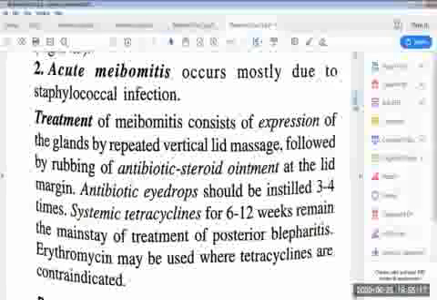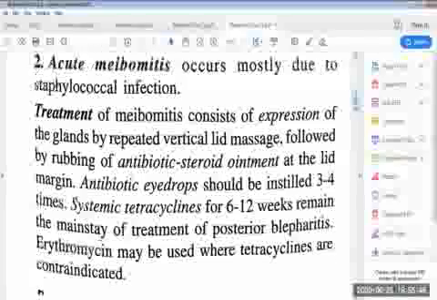Then antibiotic eye drops should be instilled 3 to 4 times because acute meibomitis is caused by staphylococcal infection. And systemic tetracyclines for 6 to 12 weeks remain the mainstay of treatment of posterior blepharitis. In the chronic case, we have to give systemic tetracyclines also for 6 to 12 weeks. Then erythromycin may be used where tetracyclines are contraindicated.